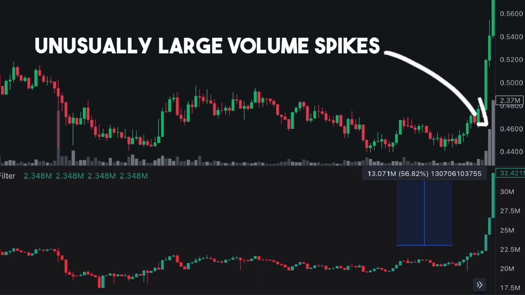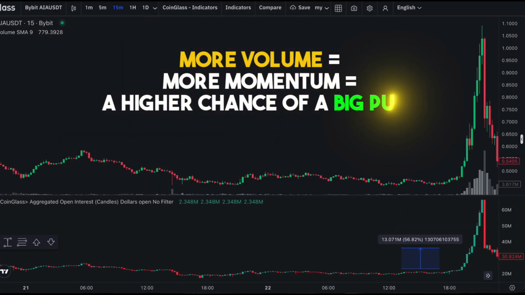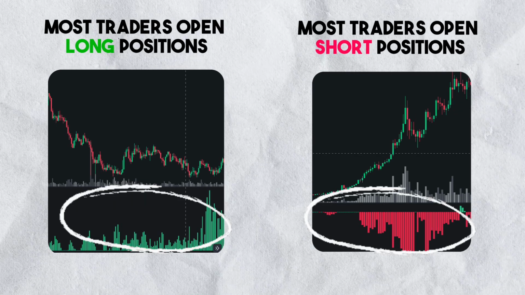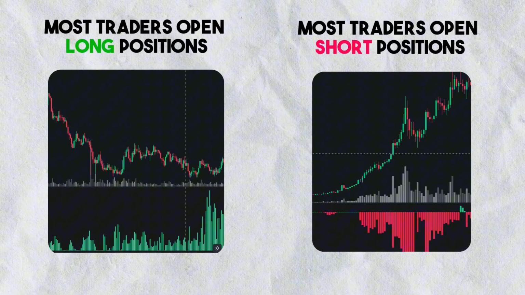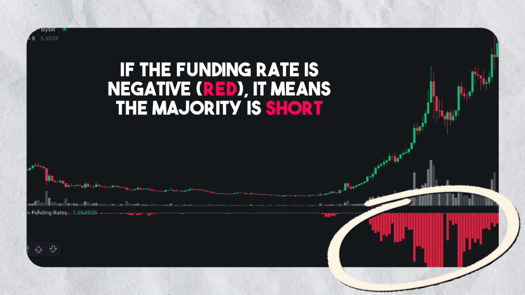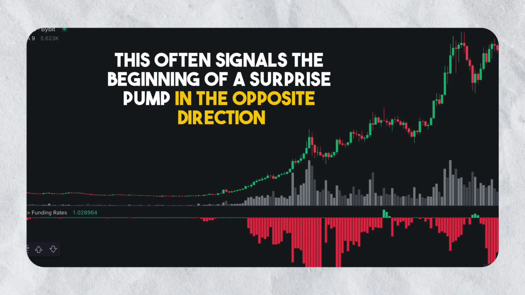Watch for sudden, unusually large volume spikes. More volume, more momentum, a higher chance of a big pump. The funding rates indicator shows where most traders expect the market to move. If the funding rate is negative, red, it means the majority is short, and this often signals the beginning of a surprise pump in the opposite direction.